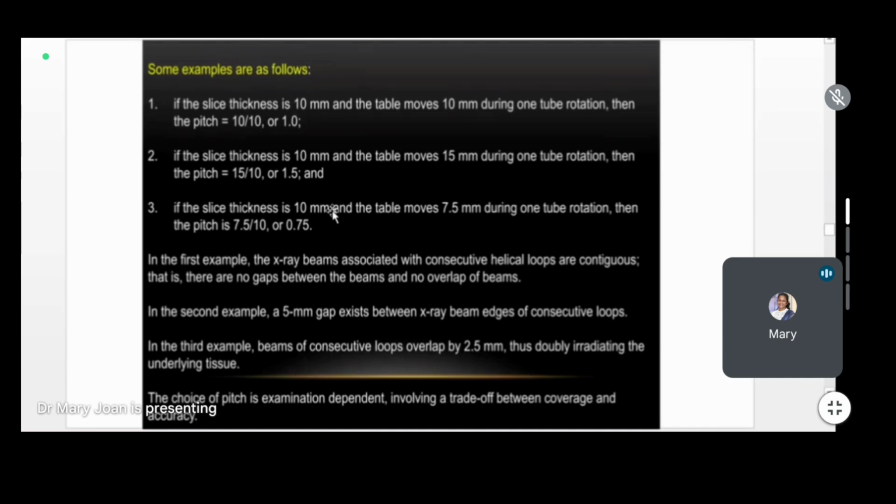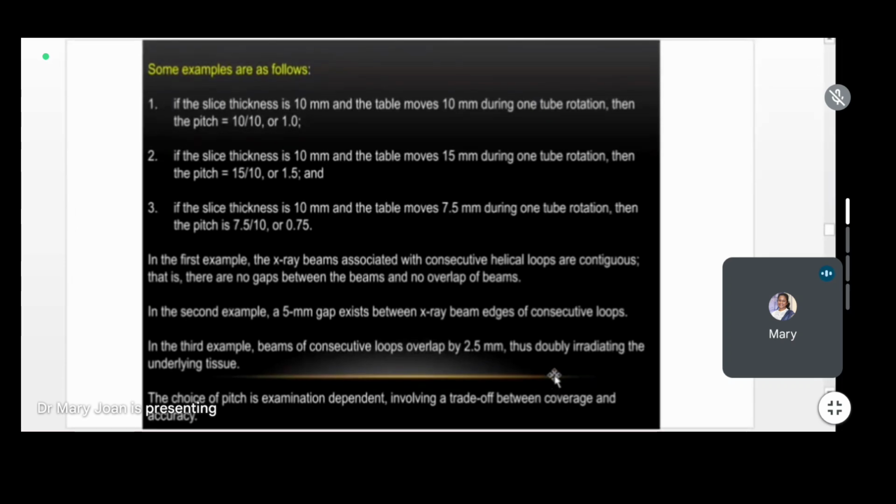And in the second example, a 5 mm gap exists between X-ray beam edges of consecutive loops. So from one loop to the next loop, the X-ray beams have a 5 mm gap. In the third example, the beams of consecutive loops overlap by 2.5 mm, thus doubly irradiating the underlying tissue. The choice of pitch is examination dependent, involving a trade-off between coverage and accuracy. So you would have understood that.